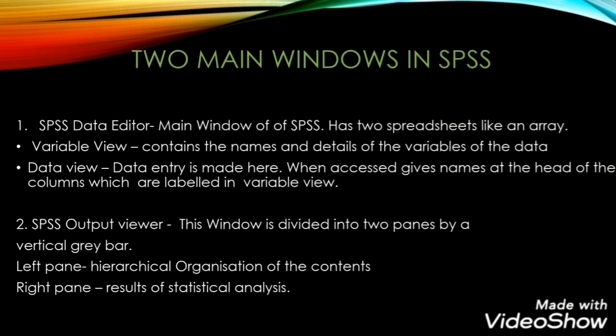Variable View contains names and details of the variables of the data. Data View is for making data entry. When this data view is accessed, it gives names at the head of the columns which are labeled in the variable view. The rest of the columns contain the default name VAR, indicating that these columns have not yet been labeled with specific variables.